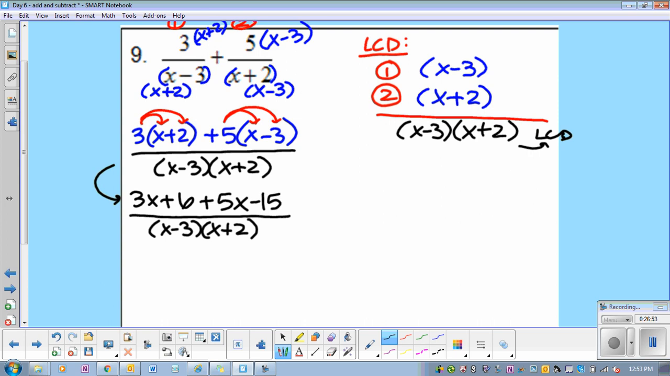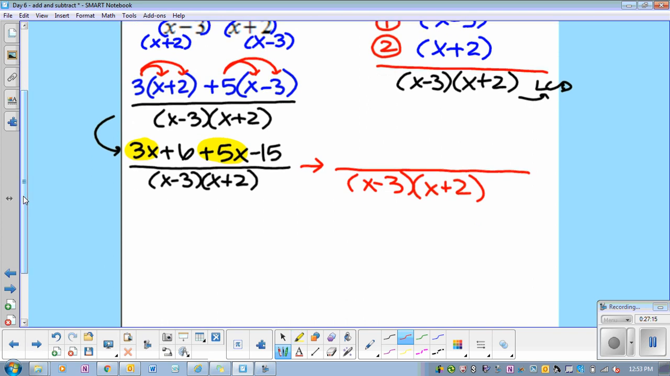Am I done here? No, you can combine like terms. 3x and 5x, and the 6 and the negative 15. Just have to make sure you stay organized. Keep your work neat. 3x plus 5x is 8x. Minus 9.